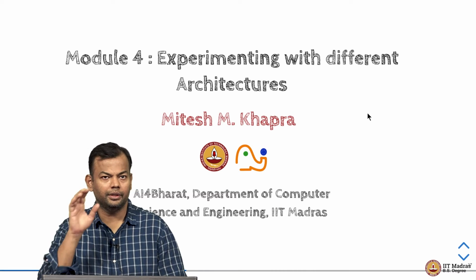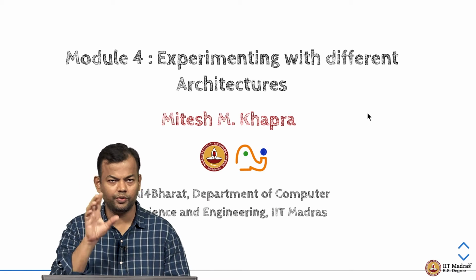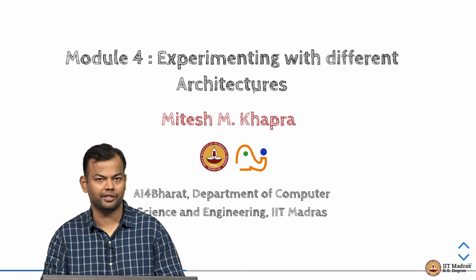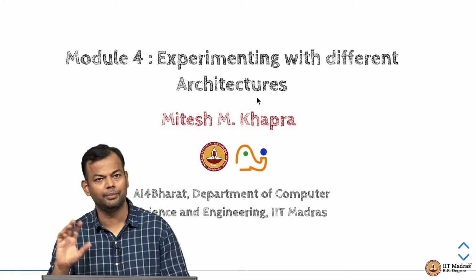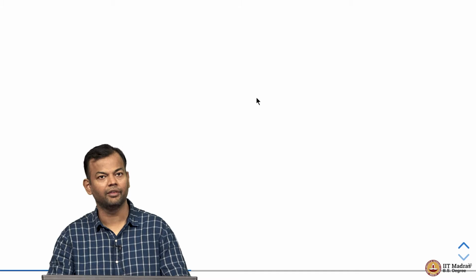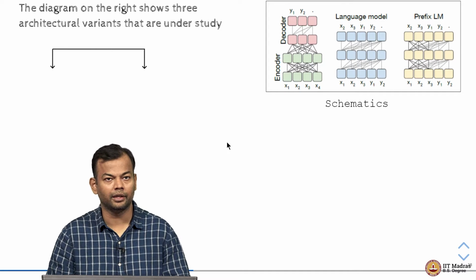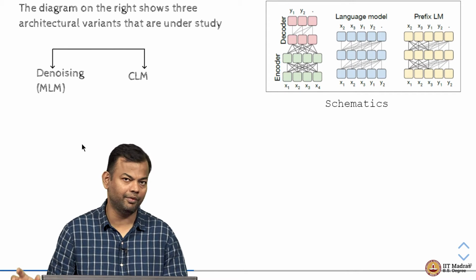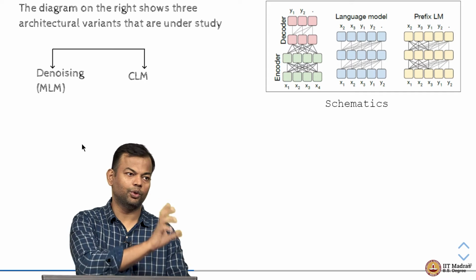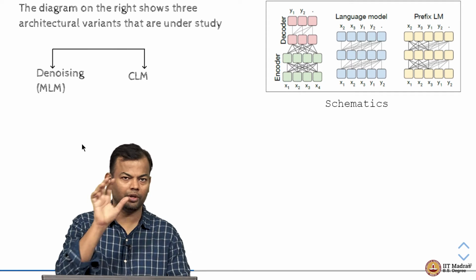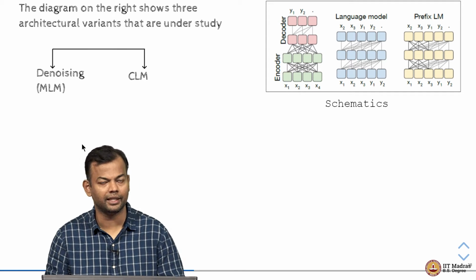Okay, so now in this video and in subsequent videos, we are going to experiment with different choices. When I say architectures, I loosely mean different model choices that we have. So let's start with one basic comparison. We have these encoder-only models, encoder-decoder models. How do we fix a few things and then compare them?